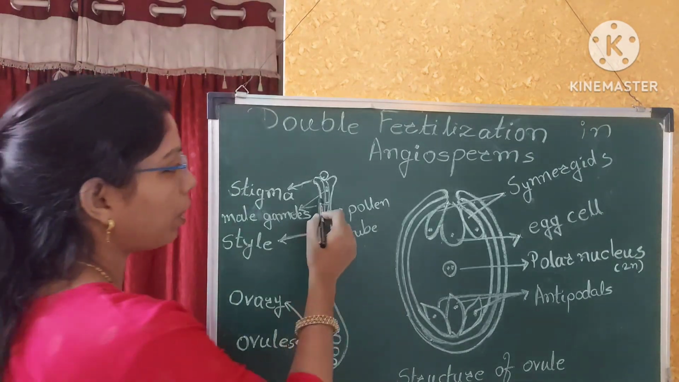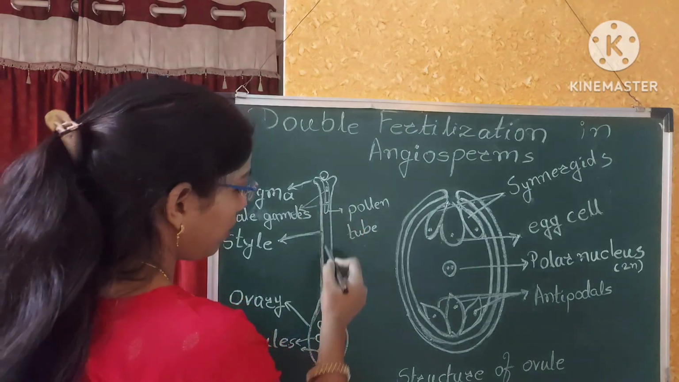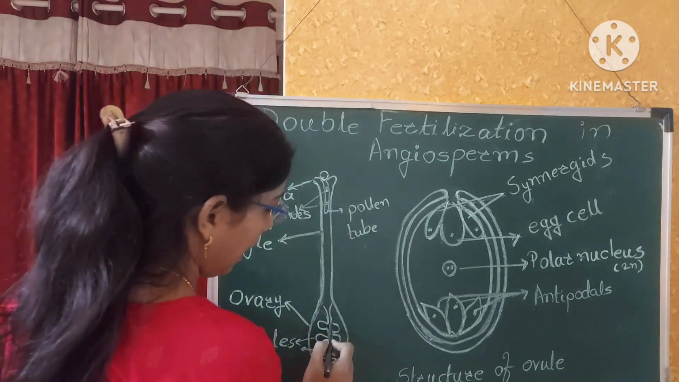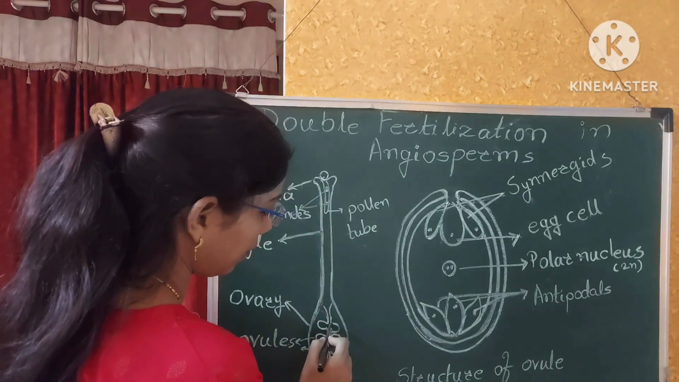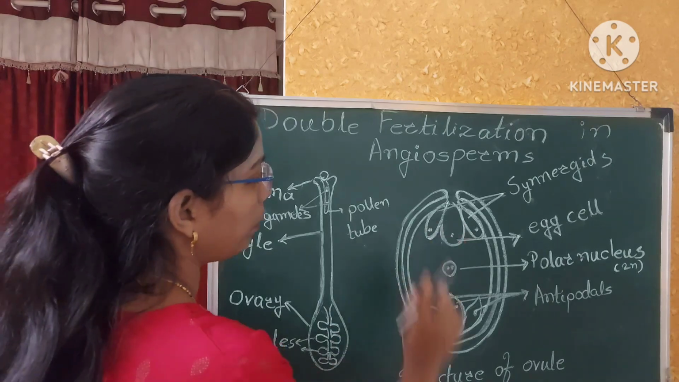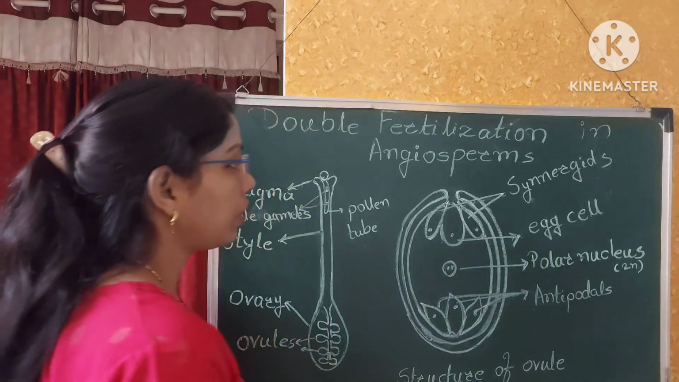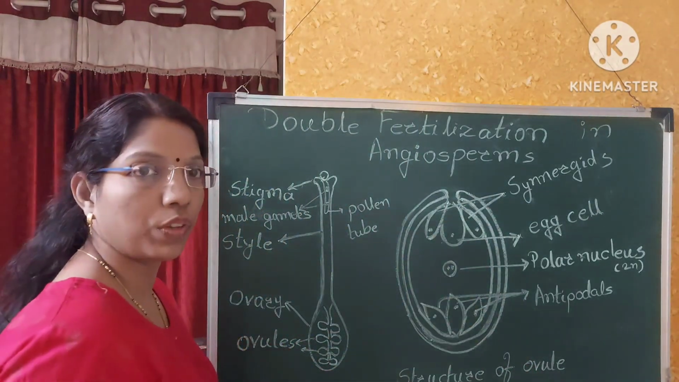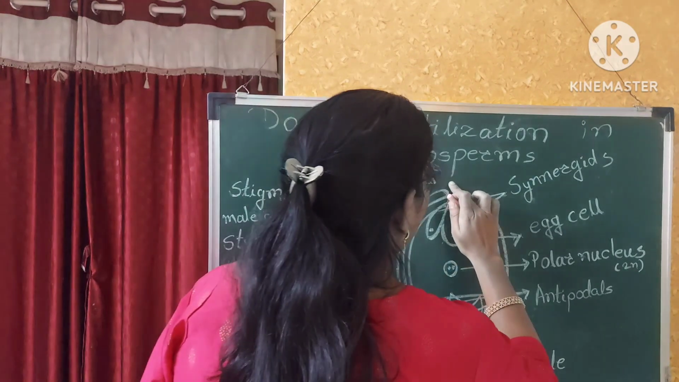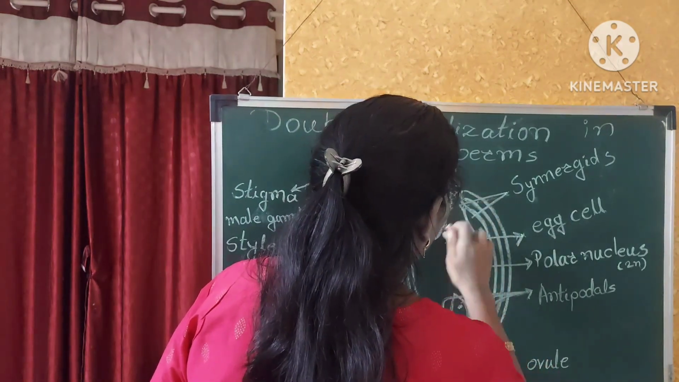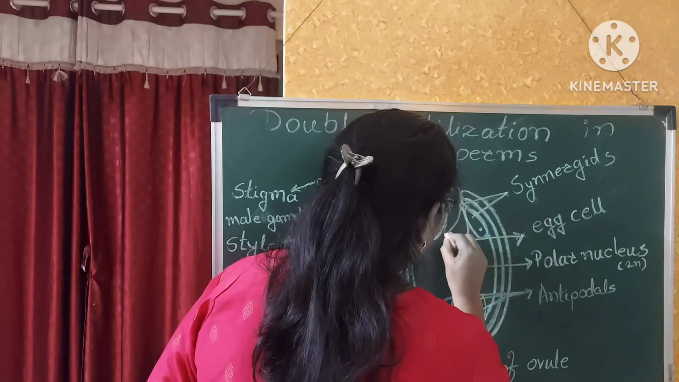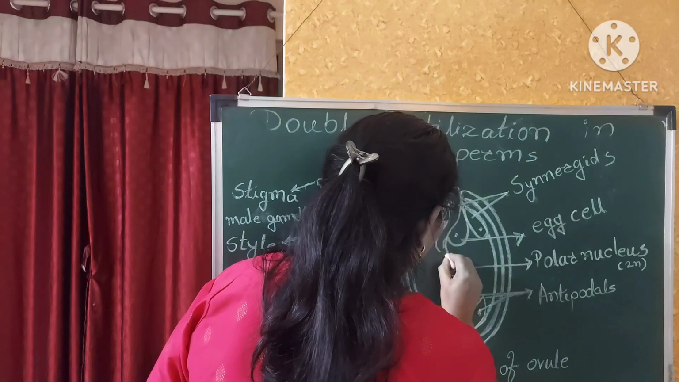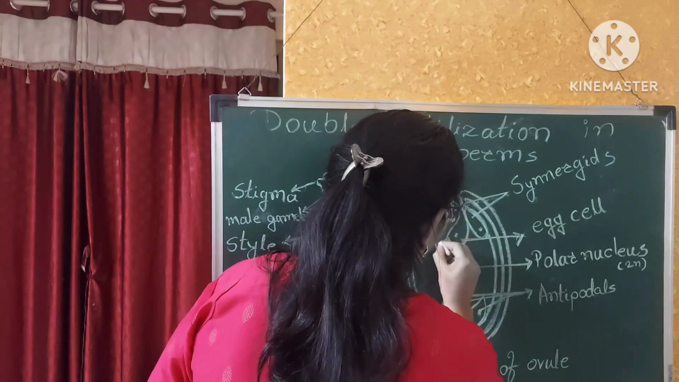When pollen tube formation takes place, it reaches the embryo sac. Embryo sac means this ovule. It reaches the embryo sac, and it bursts open near the embryo sac and enters it like this. This is the longitudinal section of the ovule, and when pollen germination takes place, the pollen tube is formed, and the pollen tube carries two male gametes like this. So this is the pollen tube, and two male gametes are there.